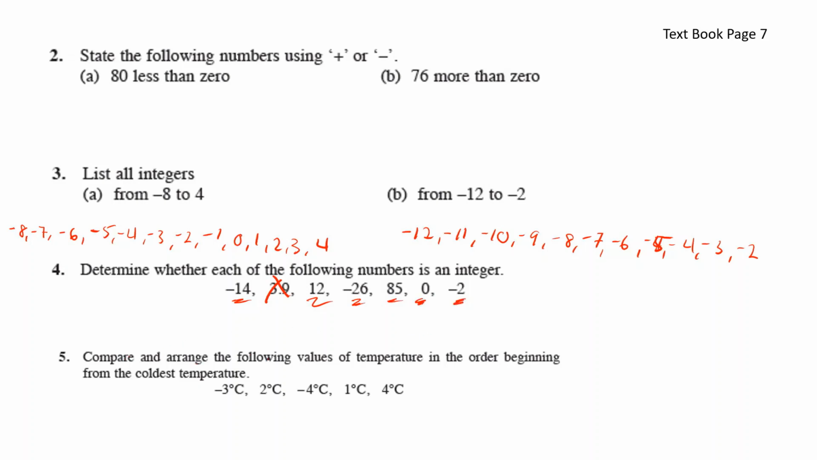Compare and arrange the following values of temperature in the order beginning from the coldest temperature: -3 degrees, 2, -4, 1, and 4. The lowest temperature is denoted by a more negative value. So in this case, it will be -4, then -3, 1, 2, and 4.